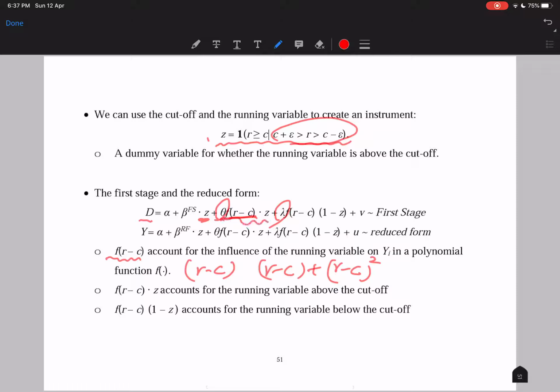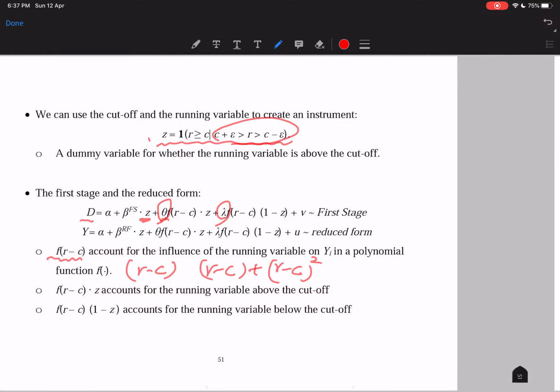So we allow the slope, basically the curvature, of the rounding variable below the cutoff and above the cutoff to be different. Let's say if f is a linear function, then this is just a slope. We just allow the slope to be different.